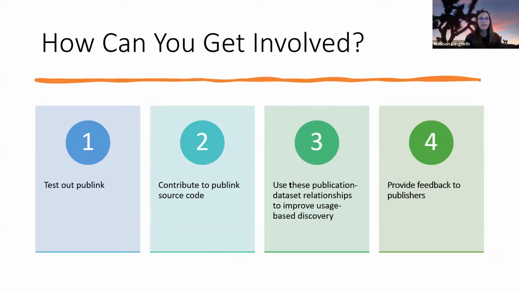My last slide is here. How can you get involved? So first, test out PubLink to find data for your organization. Next, contribute to PubLink source code, particularly if your organization does have a particular format for DOIs. Next, let's also continue working to use these publication dataset relationships to improve usage-based discovery of earth science data. And finally, we can provide feedback to publishers on how DOIs are currently being mentioned in their publications.